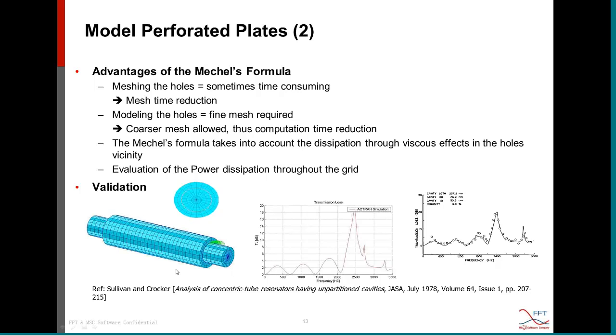Here we are showing a validation of the Michaels formulation. We have here a simple expansion chamber containing a central volume and a circular volume outside, and these two volumes are separated by a perforation. We see that the transmission loss through this expansion chamber is predicted by Actran numerically, and the correlation with measured data is a very good one.